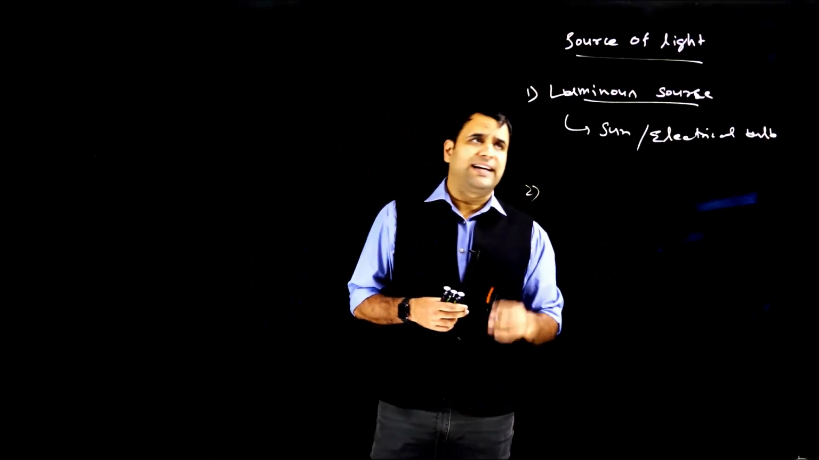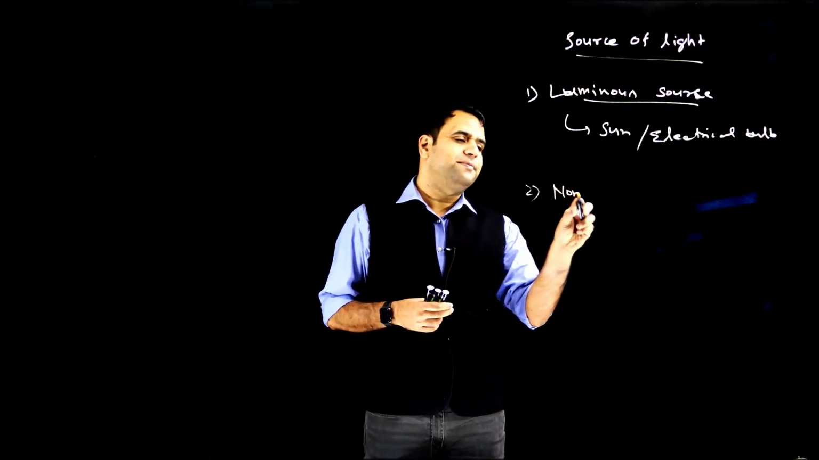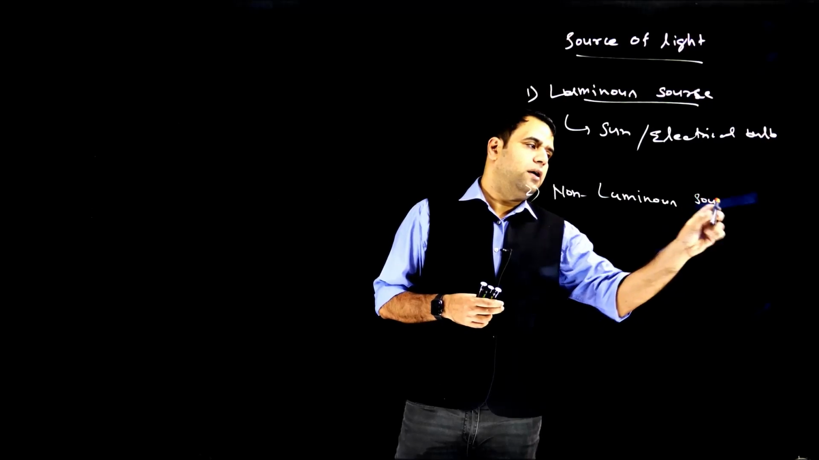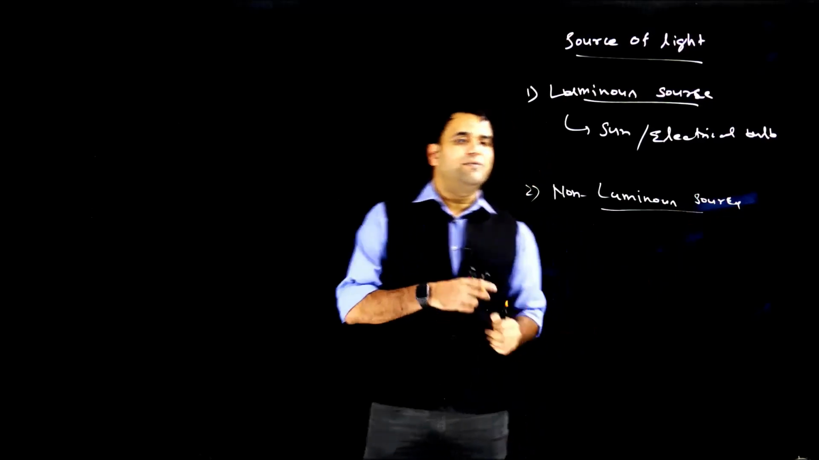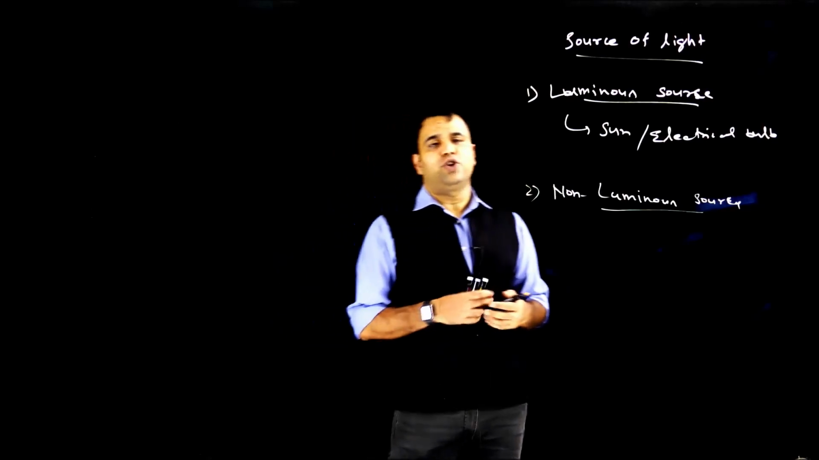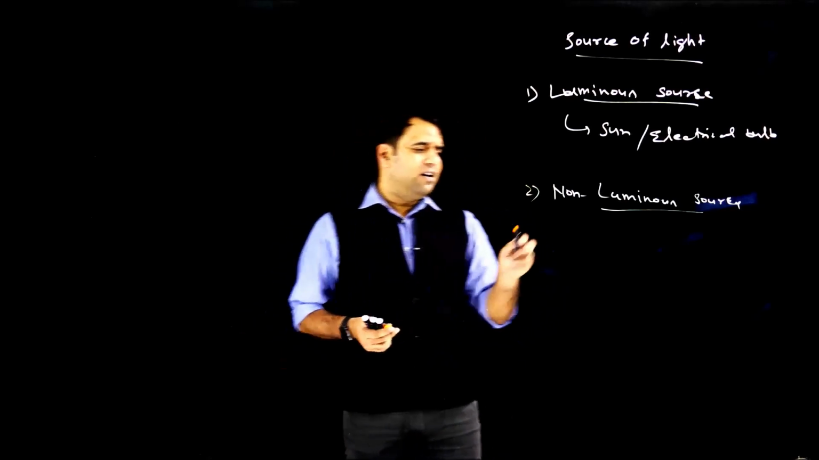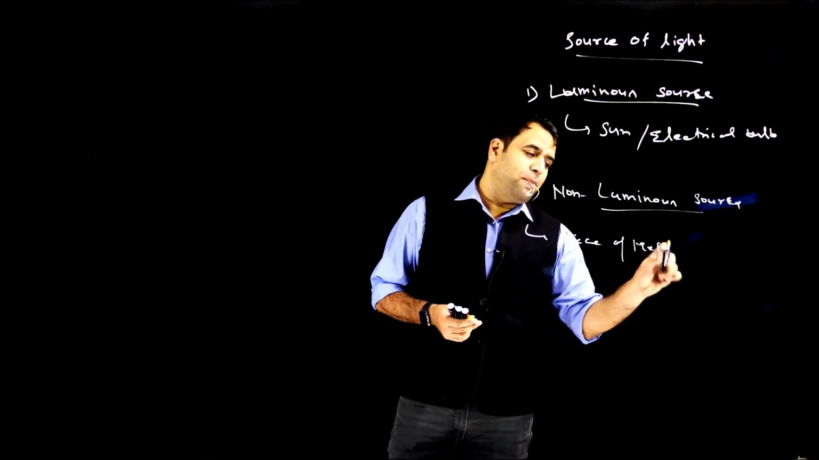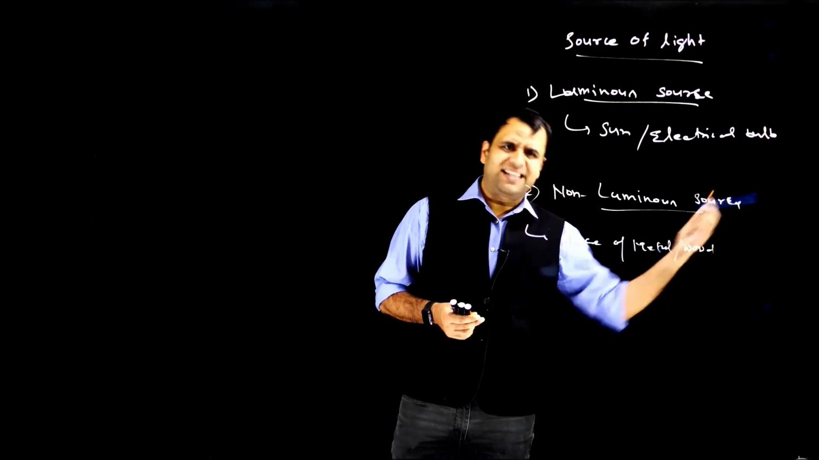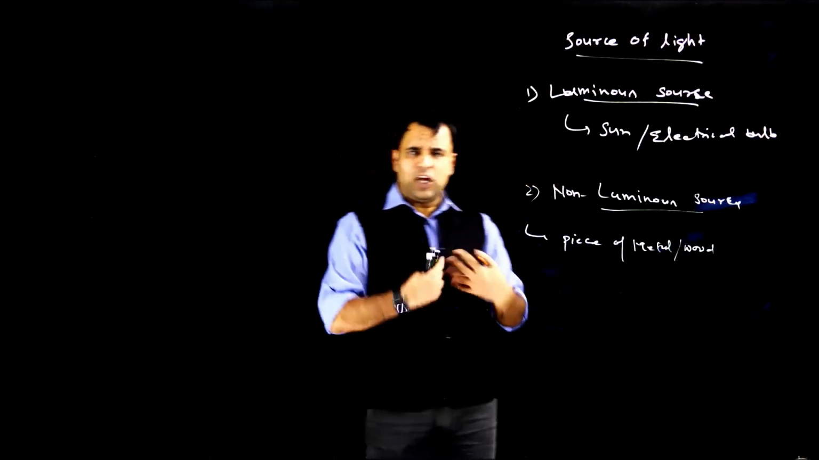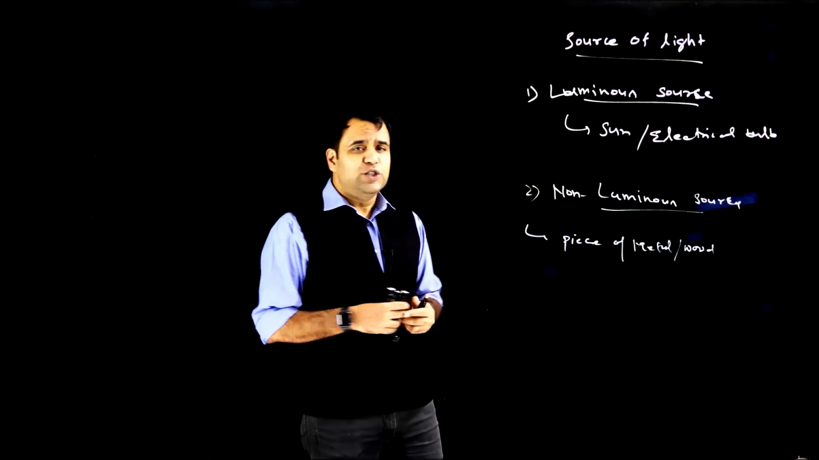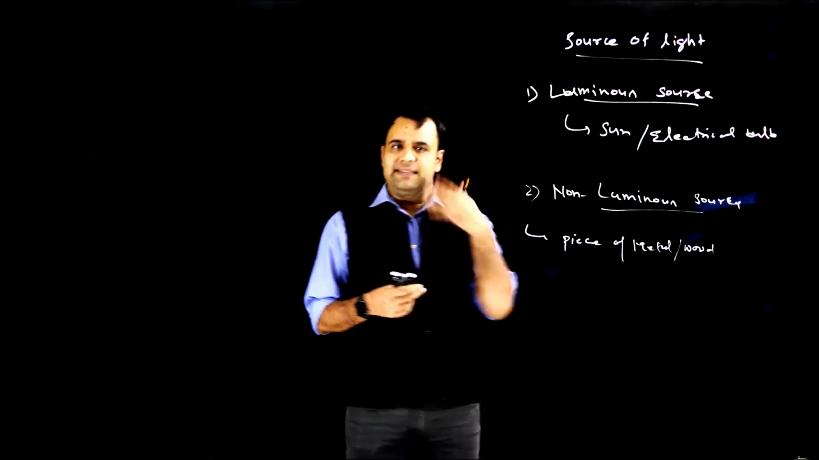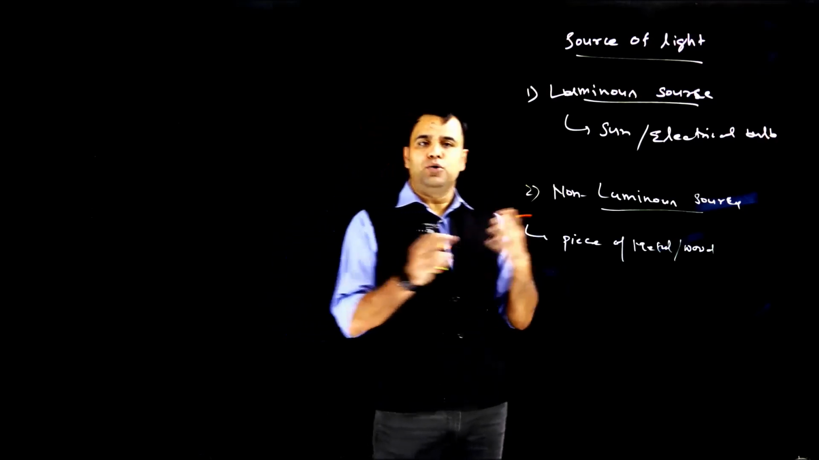Then we have the second type of source. We call it non-luminous. These are the objects which don't have their own source of light, like a piece of metal or a piece of wood, that kind of thing. Even we as humans come under this category. We don't generate light, but people are able to see us when the light falls on us, gets reflected, and because of that, people are able to see us.